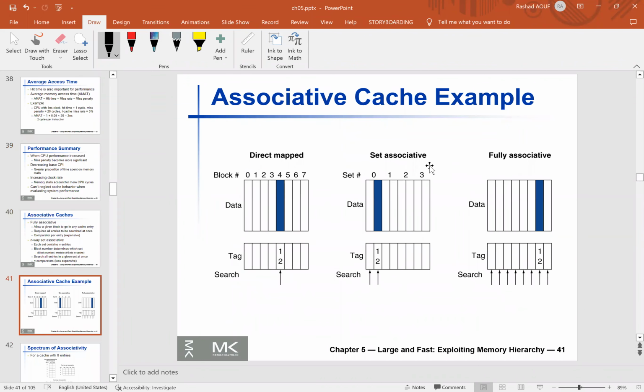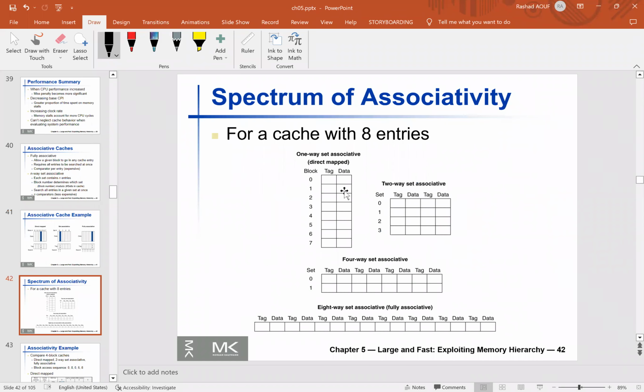Associative cache example. As I said, associative goes into the tags immediately. It searches into the tags, not the line number. Set associative of 8 entries is like this. Two-way set associative. As I said, if 8 entries, it means we have 4 sets.